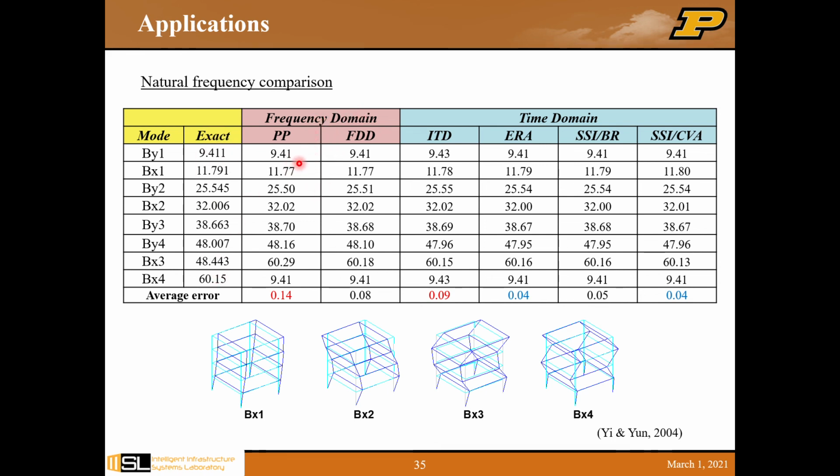We can see that peak picking actually doesn't do a very good job in terms of accuracy. The average error is about 0.14%, and FDD did a much better job than peak picking. For time domain methods, Abraham time domain is not quite accurate compared to the rest of the time domain methods, and ERA and SSI-CVA both did the best job in terms of the accuracy of the natural frequency.